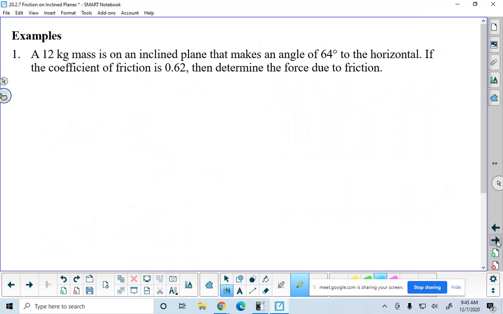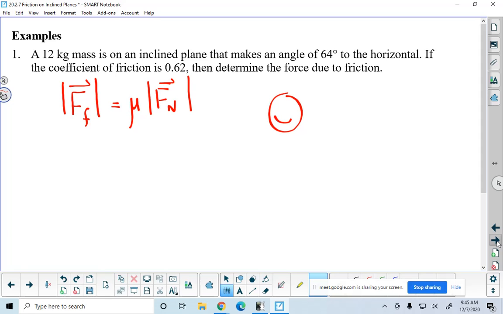So the next example, well, the first example: a 12 kilogram mass is on an inclined plane that makes an angle of 64 degrees to the horizontal. If the coefficient of friction is 0.62, what's the force of friction? So we go to our formula sheet and we see that the force due to friction has a magnitude of mu times the normal force. We're asked in example 1 to find the force due to friction. And by the way, whenever you're asked about the force due to friction, it's the magnitude. We don't care about the direction. We'll worry about the direction later.